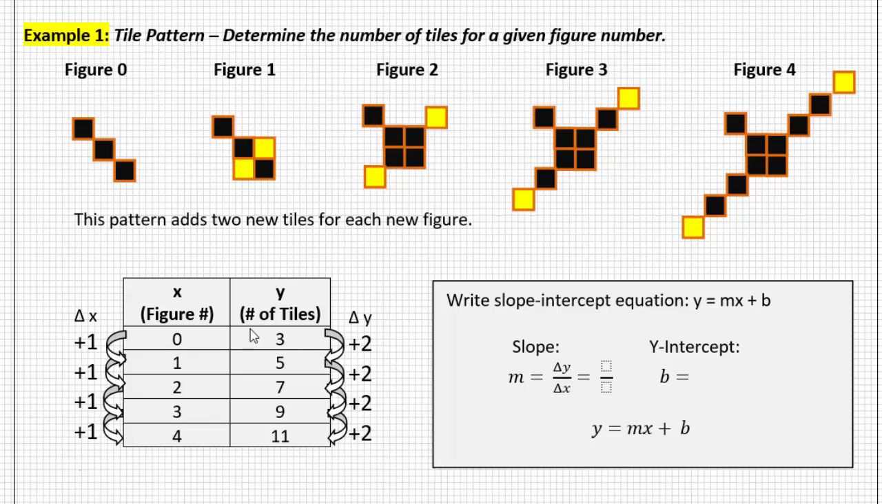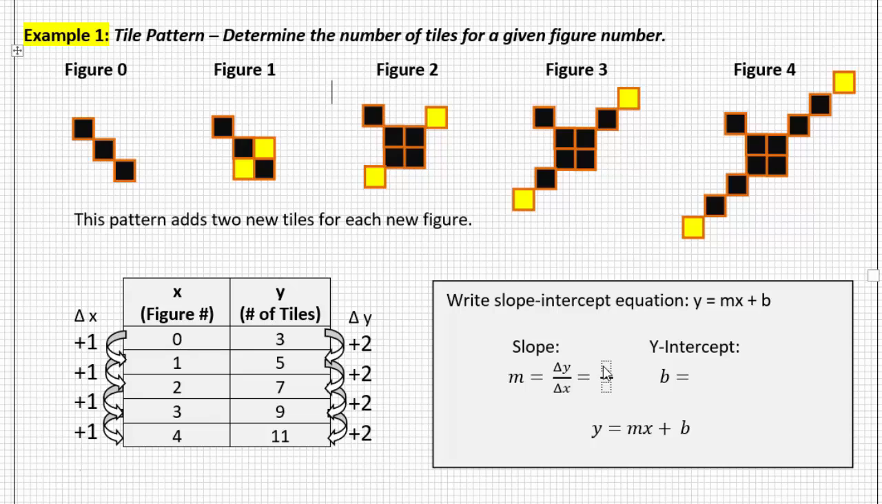So we can set up a data table to represent any pattern. Sometimes we're given the data table, sometimes we have to look at something like a pattern, a picture, or a word problem, and we have to create the table. But once we create the table, once it's organized, we can look at how the y value changes, how much it changes each time, and how much the x value changes each time.